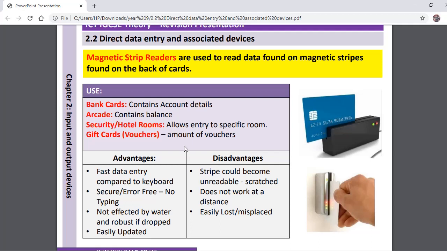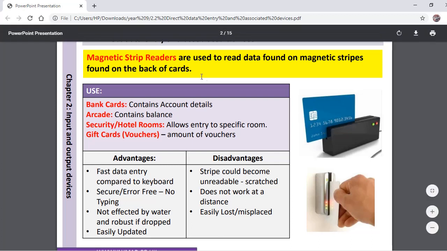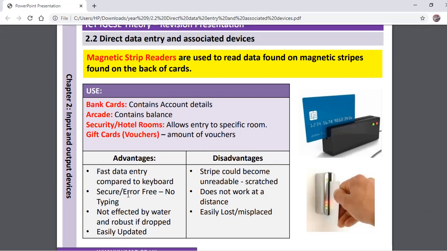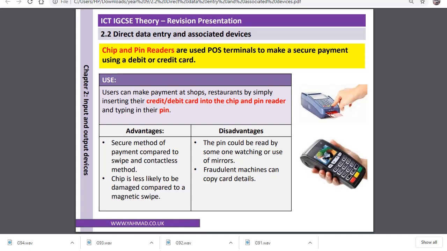Advantages of magnetic strip reader: it is fast data entry compared to the keyboard, it's secure, free of error, no typing, not affected by water, and it's easily updated. The disadvantages: strip card becomes unreadable if scratched. It does not work at a distance, easily lost or misplaced.